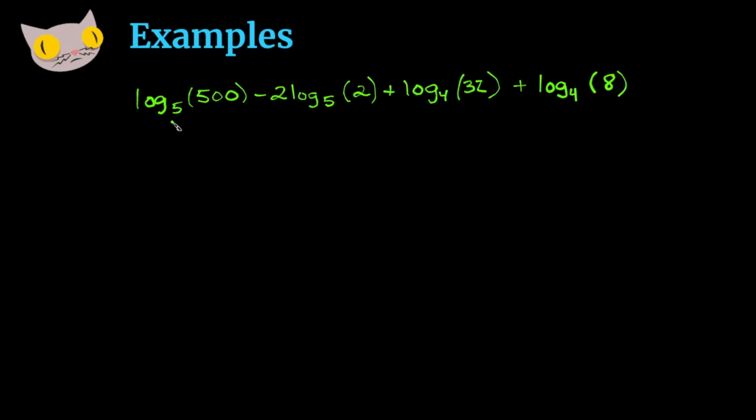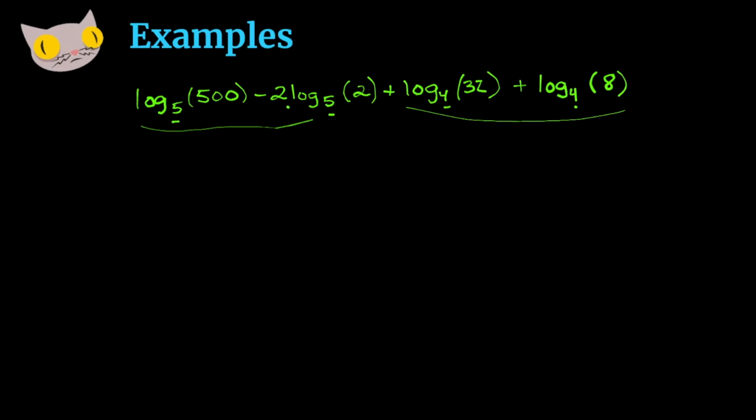So we see that we have two different bases. We have base 5 and base 4. We also see that the base 5s are being subtracted and the base 4s are being added. So what we can do is use the quotient rule on this side and the product rule on this side. Then we can get our final answer by adding the two values.